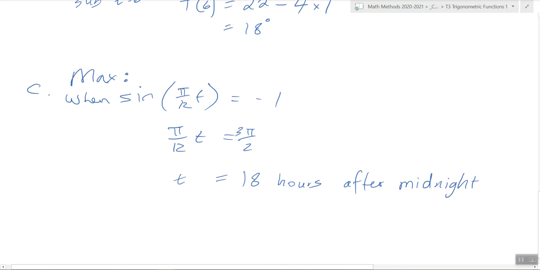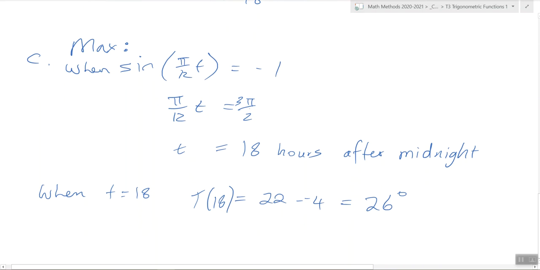So we have the minimum and maximum. Now we can use this to find the maximum temperature. Temperature equals 22 minus -4, which is 26. So now we do the maximum, take the minimum: 26 minus 18. So there's an 8-degree interval.